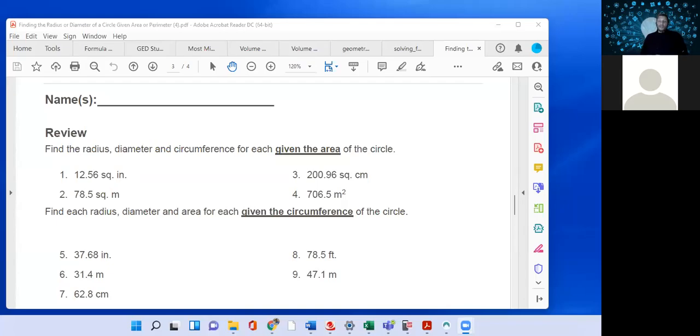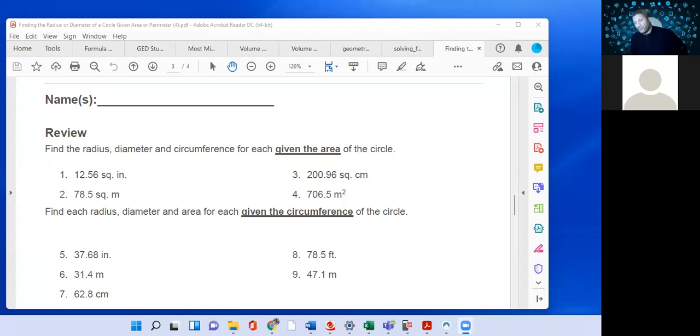So the reason why is because sometimes they give you the area and they want to know the radius. Sometimes they give you the area and they want you to find the diameter. Sometimes they give you the area and they want you to find the circumference. What I did was I set it up for all three. So I'll show you how to solve all three. I'll do one of each, and you'll see how it's set up.